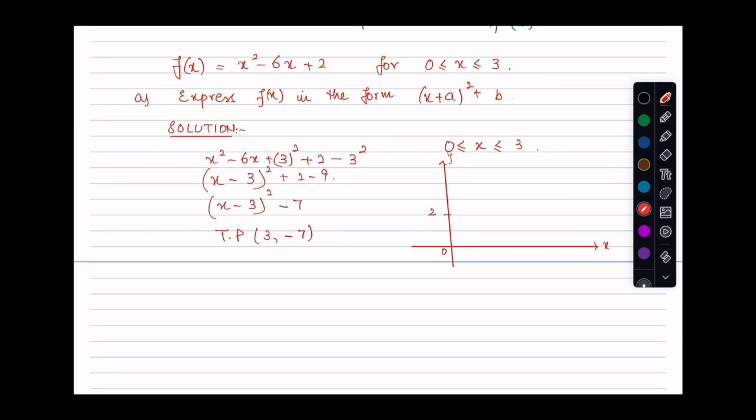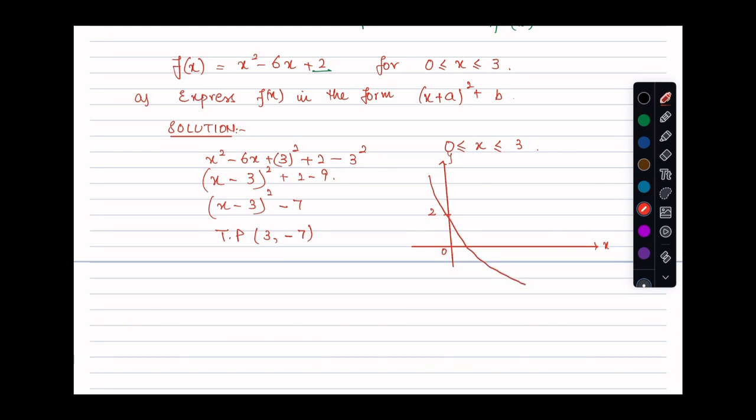So this is the function value that I have, and from here I know that I should be considering the turning point, which is (3, negative 7). Now just consider the domain, which is 0 lesser or equal to x lesser or equal to 3.